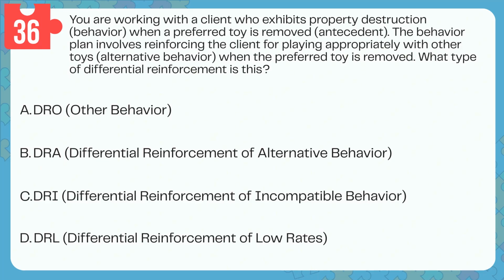Question 36. You are working with a client who exhibits property destruction, behavior, when a preferred toy is removed. Antecedent. The behavior plan involves reinforcing the client for playing appropriately with other toys. Alternative behavior. When the preferred toy is removed. What type of differential reinforcement is this? A. DRO. Other behavior. B. DRA. Differential reinforcement of alternative behavior. C. DRI. Differential reinforcement of incompatible behavior. D. DRL. Differential reinforcement of low rates.